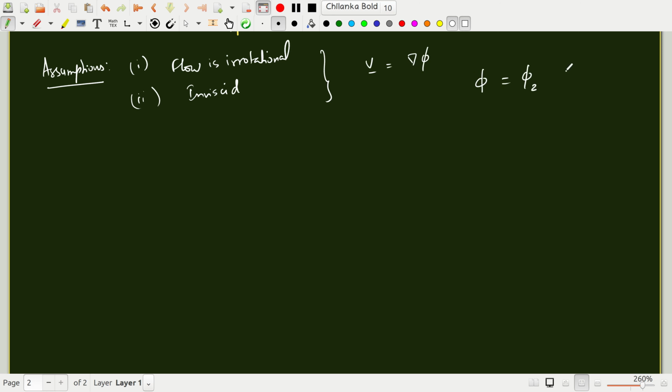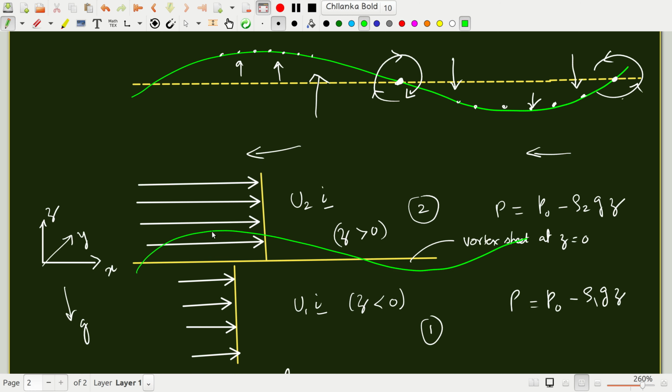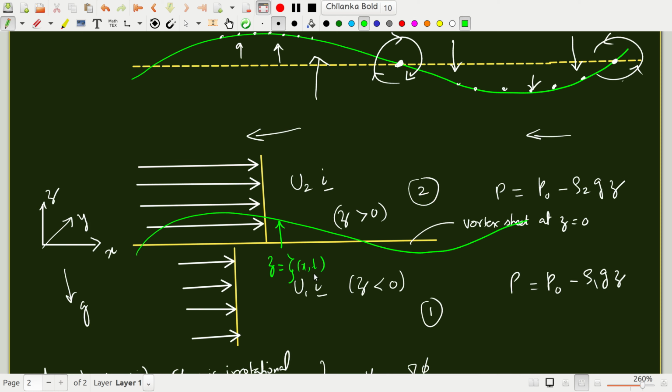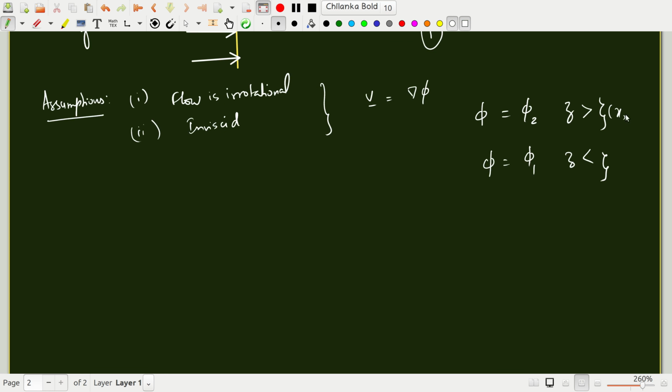Now of course we're going to perturb the interface. Okay, the location of the perturbed interface is given by z is equal to zeta of x, t. Right. So now z greater than zeta and phi is phi 1. Okay. So let's use zeta to be consistent. And here also let's use zeta. And of course zeta is a function of x, t. This is the perturbed interface. So the perturbed interface is denoted by z is equal to zeta of x, t.